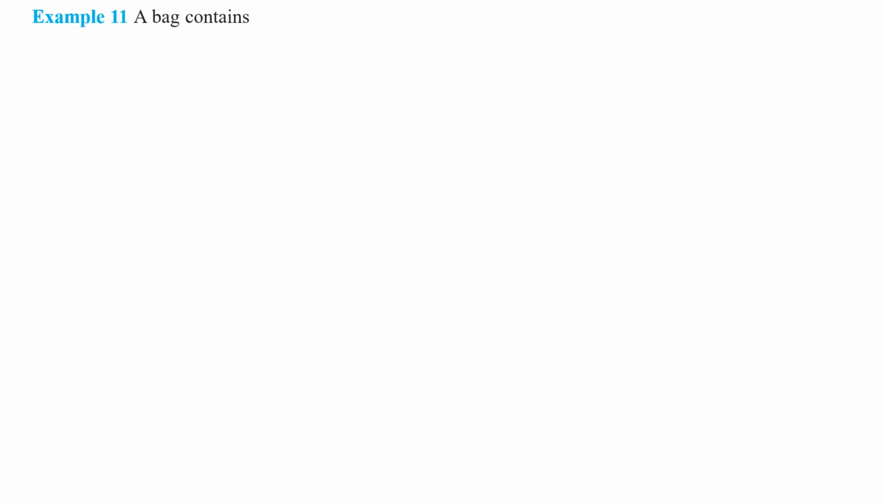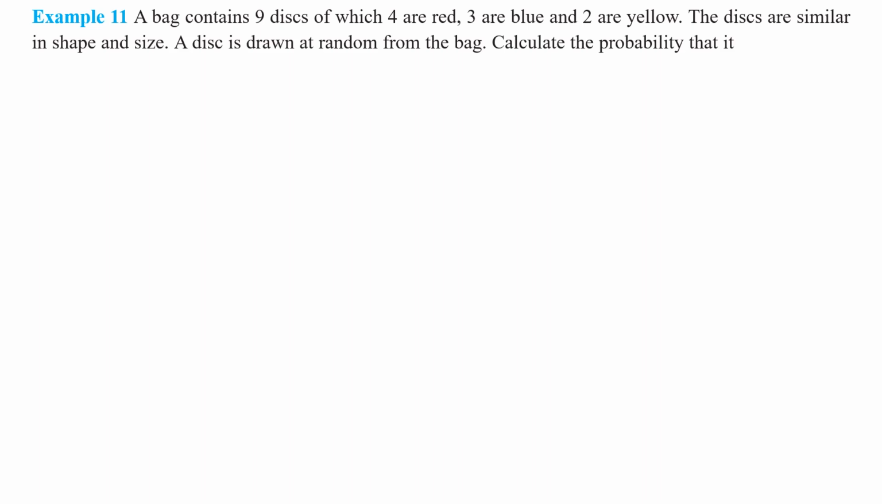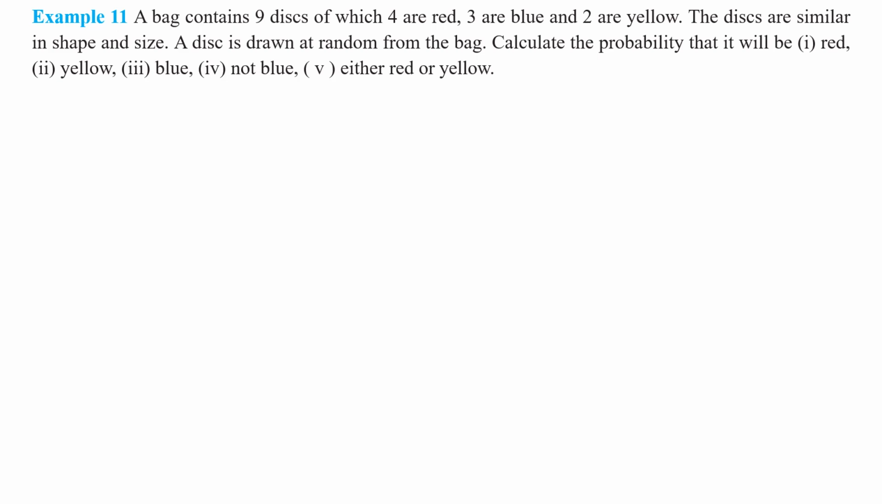Now let us take another example. Okay, my children. A bag contains 9 discs, of which 4 are red, 3 are blue, and 2 are yellow. The discs are similar in shape and size. A disc is drawn at random from the bag. Calculate the probability that it will be red, second event yellow, third event blue, fourth event not blue, fifth event either red or yellow. Understood this question, my children?